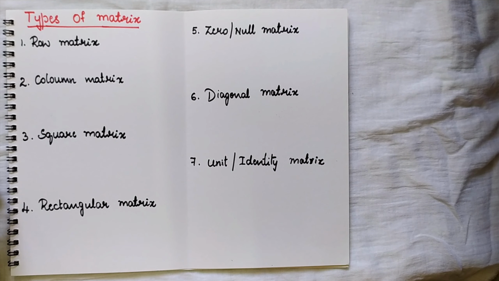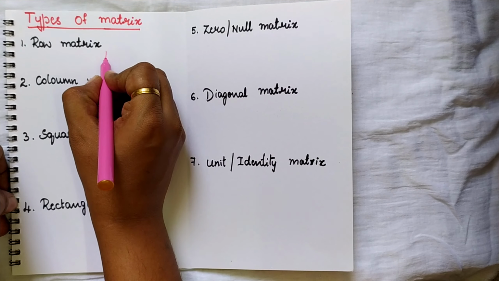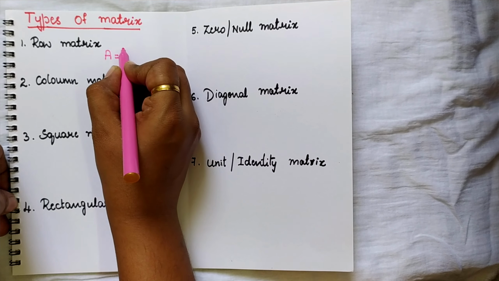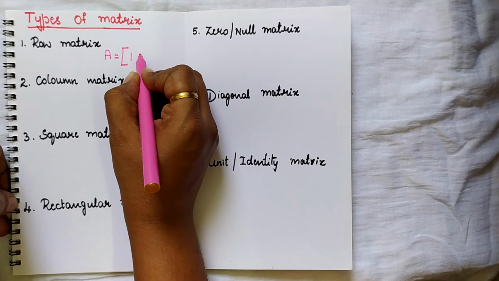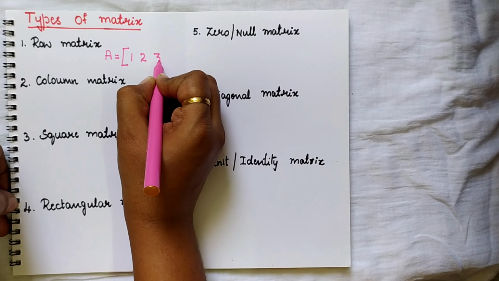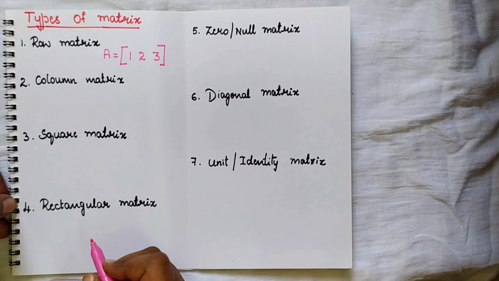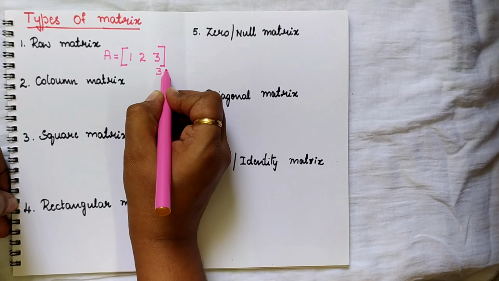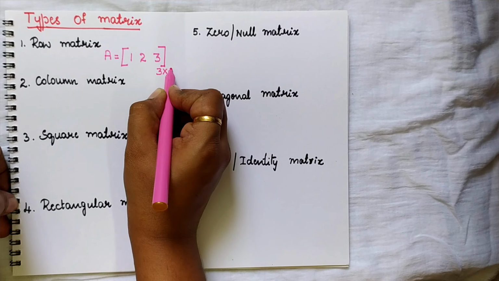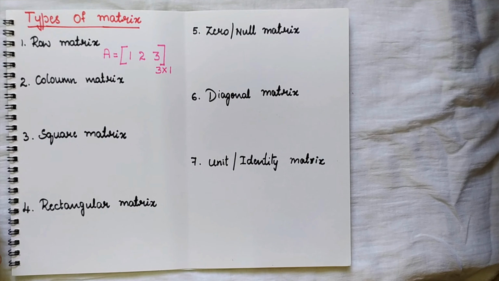Row matrix. We know that we always represent a matrix with a capital letter. When we talk about a row matrix, this matrix contains only one row. Example, A is equal to 1, 2, 3. Now, what will be the order of the matrix? 3 cross 1.